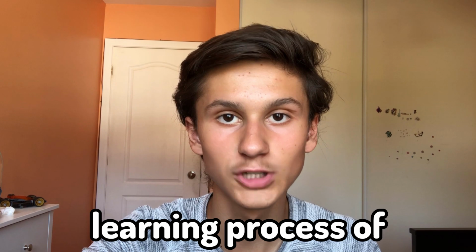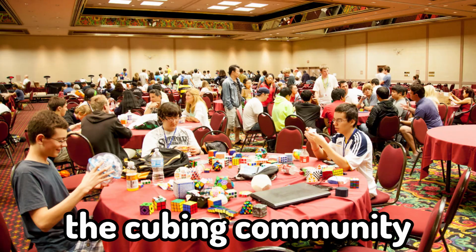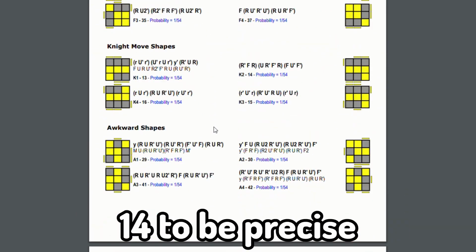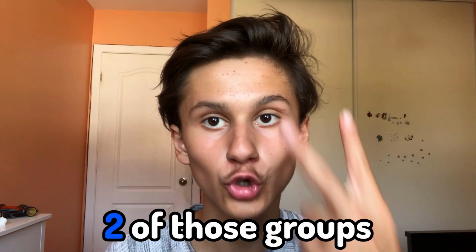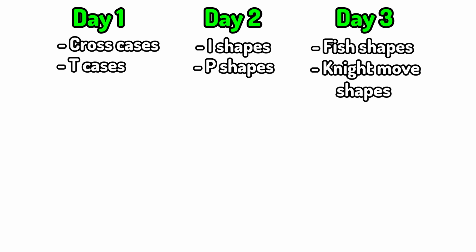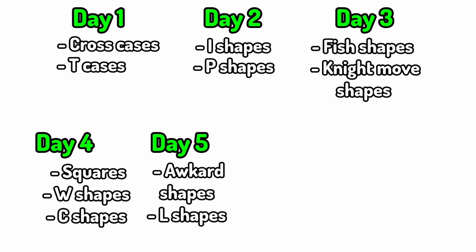So, in order to ease the learning process of all the OLLs, the cubing community separated those 57 cases into a bunch of groups, 14 to be precise. So I worked on 2 of those groups every day. Basically, day 1 I worked on cross and T cases, day 2 I worked on I and P shapes, day 3 fish and knight move shapes, and yeah, you get the drill for days 4, 5, 6, and 7.